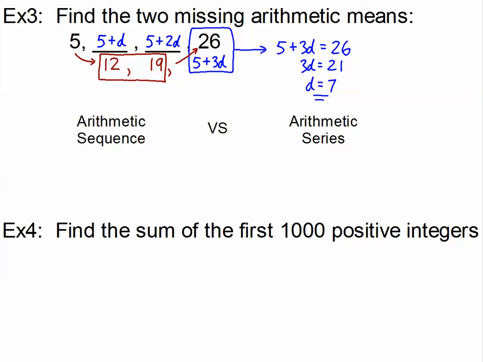We're kind of finished with arithmetic sequences. I want you to understand that an arithmetic sequence is when you have a bunch of terms separated by commas.